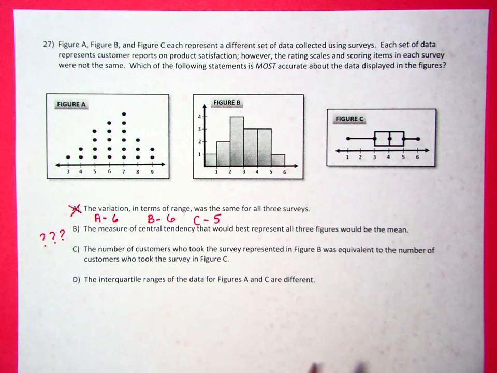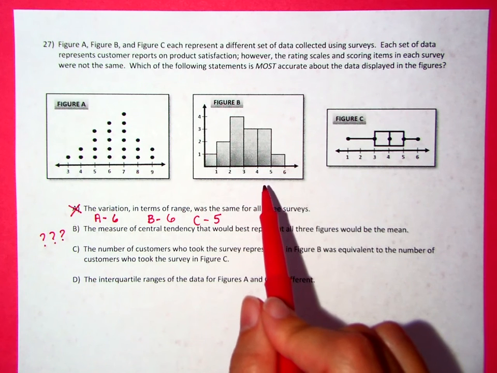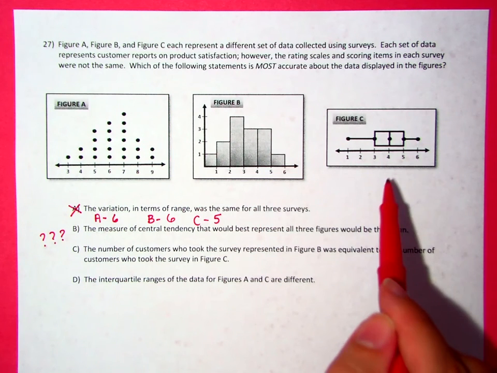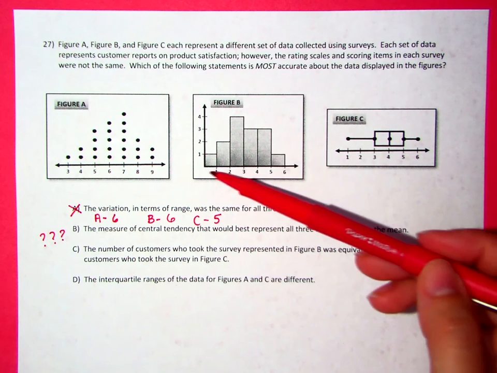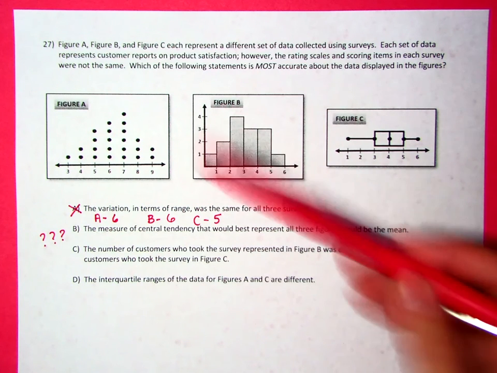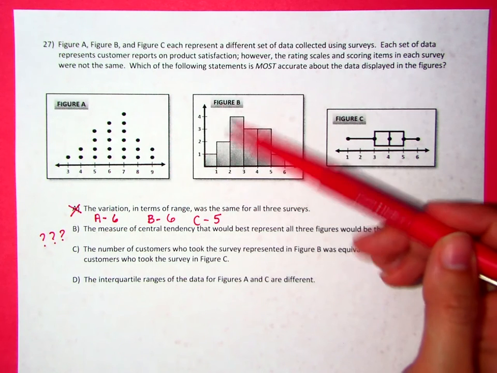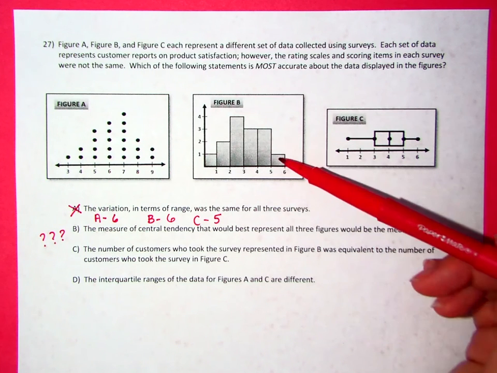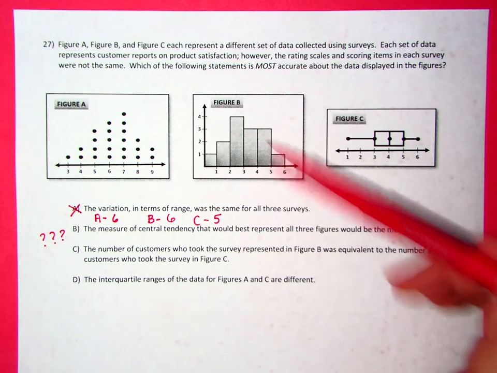On C, it says the number of customers who took the survey represented in figure B was equivalent to the number of customers who took the survey in figure C. Now, we can actually count how many customers took the survey, or at least on this response item, by adding up how many of each. So 1 plus 2 plus 4 plus 3 plus 3 plus 1. That would give us a good idea of the number of customers related to this set of data.